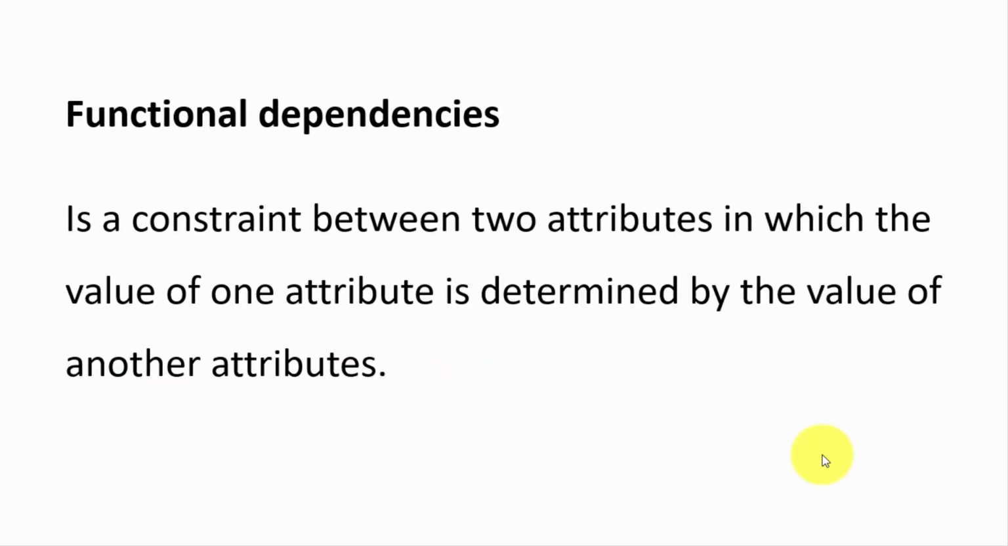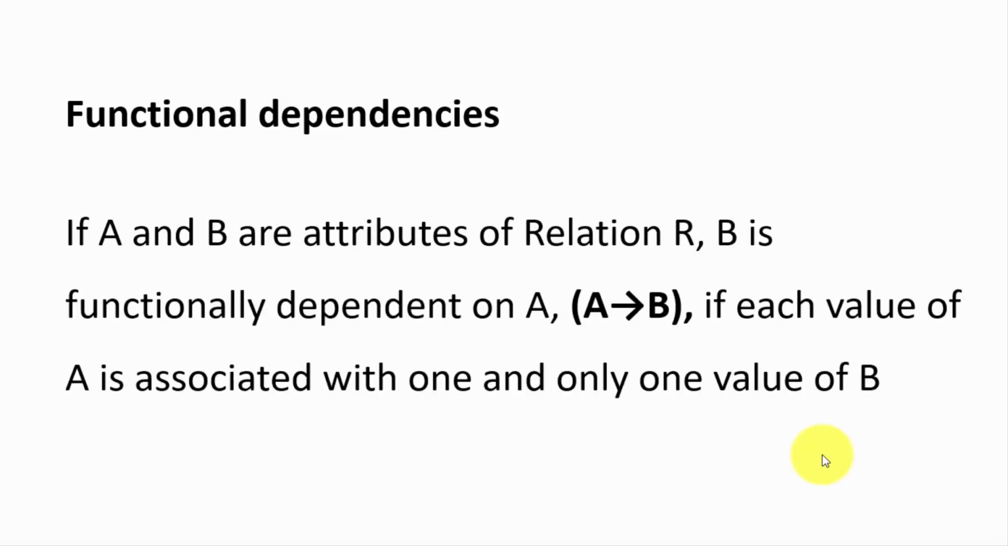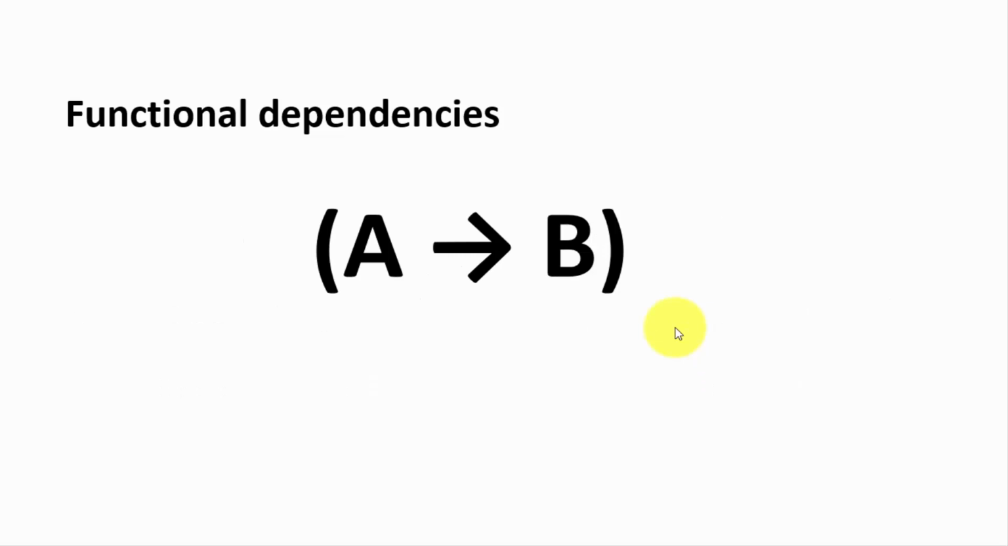Let's explain what functional dependency means. Functional dependency is a constraint between two attributes in which the value of one attribute is determined by the value of another attribute. If A and B are attributes of relation R, B is functionally dependent on A if each value of A is associated with one and only one value of B. It is represented as A arrow points to B, meaning for you to get the value of B, then you must know the value of A.